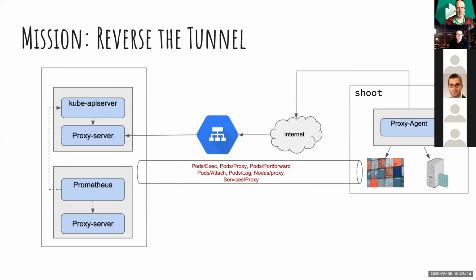Let's try. So what we want to do is basically we want to reverse the traffic flow. Instead of having the API server and Prometheus try to talk to the chute, we would like the chute to initiate that connection. This way, we don't have the need to create a load balancer per chute.